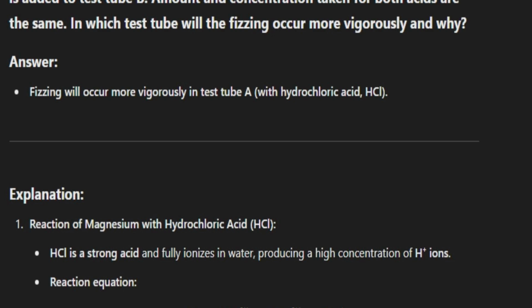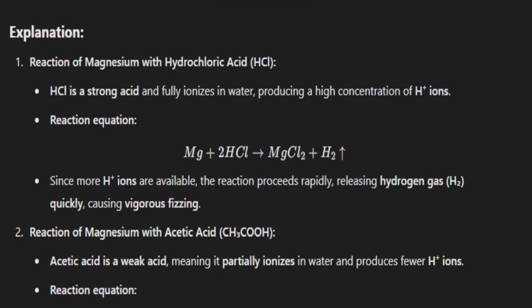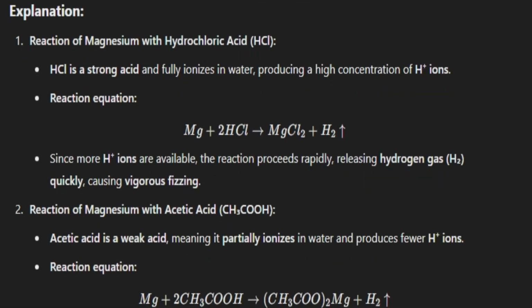Explanation. 1. Reaction of magnesium with hydrochloric acid, HCl. HCl is a strong acid and fully ionizes in water, producing a high concentration of H+ ions. Reaction equation: Mg plus 2HCl gives MgCl2 plus H2. Since more H+ ions are available, the reaction proceeds rapidly, releasing hydrogen gas, H2, quickly, causing vigorous fizzing.